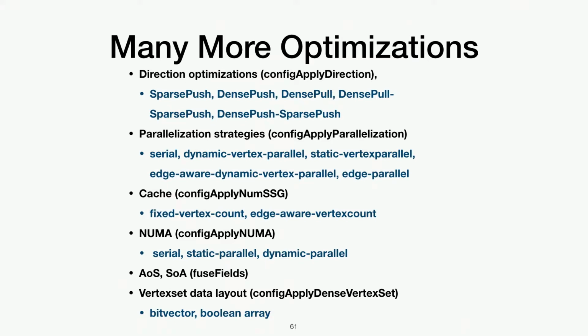So there are a lot of different optimizations you can do: direction optimization, push, pull, sparse, dense, different parallelization, cache and NUMA optimization, and also data layout, things like structure of arrays, array of structures layout, and additional data structures that simplify computation. All these things I can specify in here, and then you can play with it. It's not clear which one wins. It depends on the algorithm, the graph shape, the graph size, and the machine you run on.